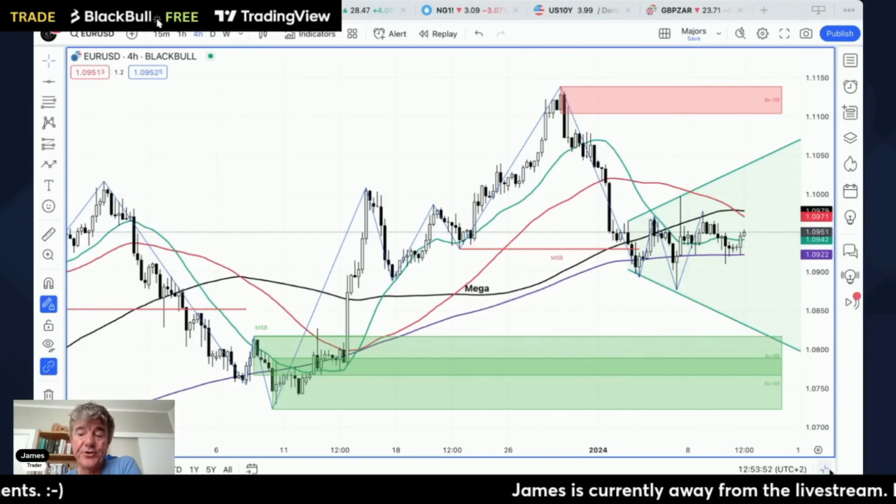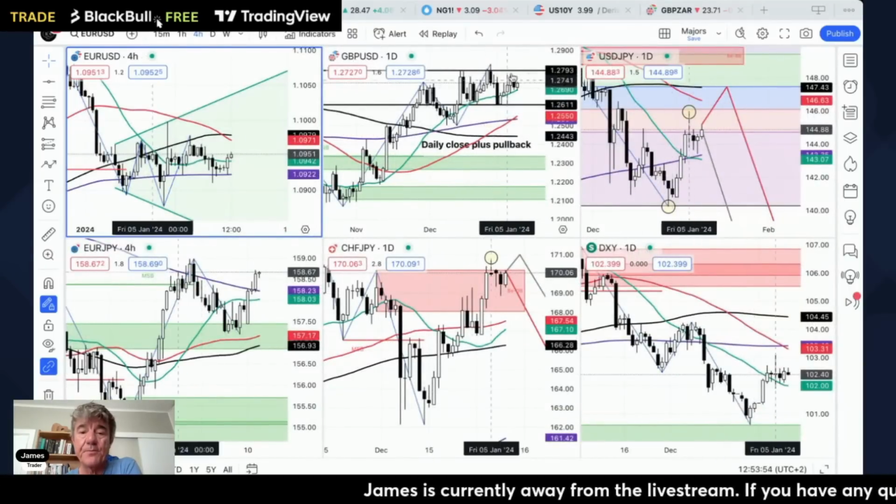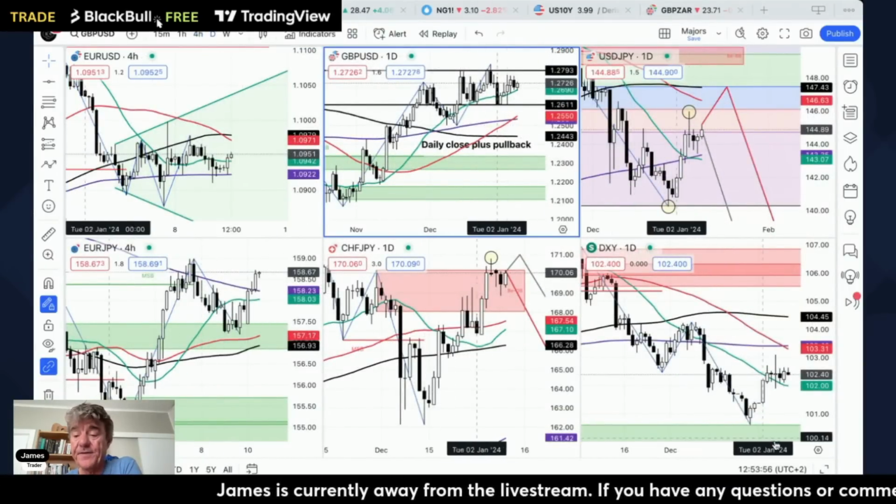And I think that's an iffy trade. I don't think it's great. Same sort of thing on pound. Here's a good idea for you on pound dollar.